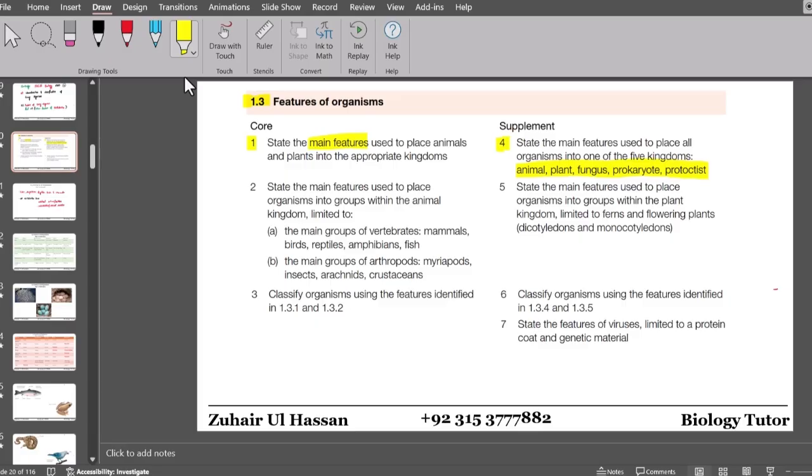And in this part 2, we are going to study the main features of the groups that are present within the animal kingdom. This part would only be about one of those groups, and that group is known as the vertebrates. The animals that are present within the vertebrates are mammals, birds, reptiles, amphibians, and fishes.